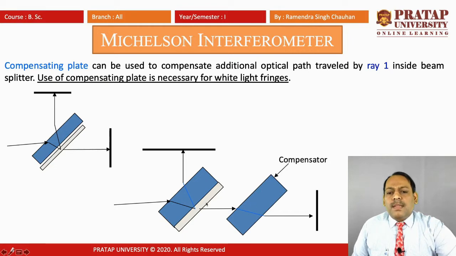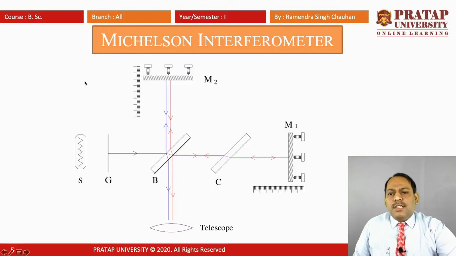for compensating or balancing the excess path, which is traversed twice the thickness by the light beam. So in this way this compensator is important, and it compensates or balances the excess path traversed by the light in the vertical direction. So here we can see the labeled diagram of this Michelson interferometer.